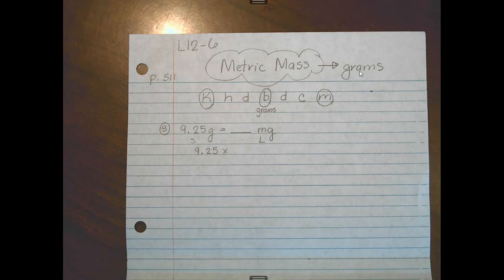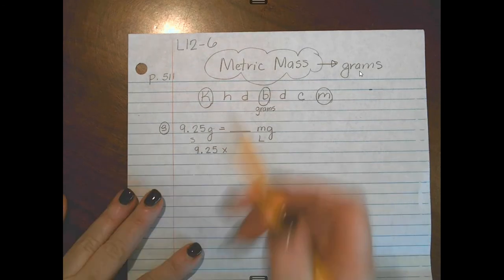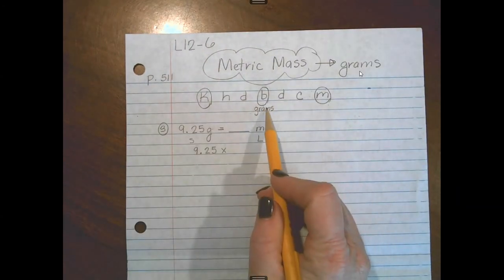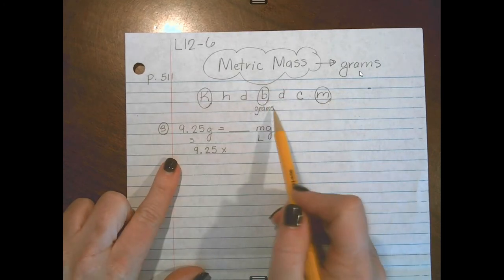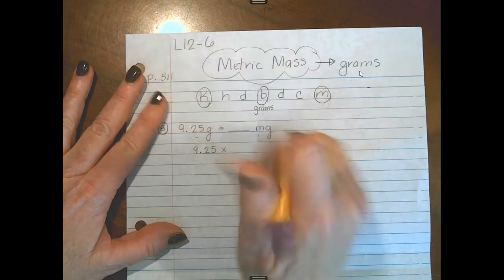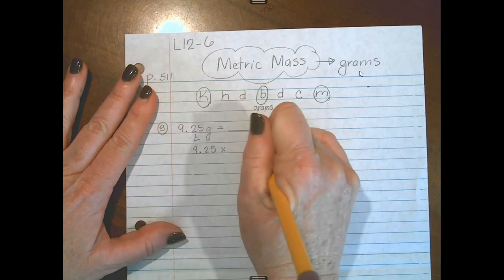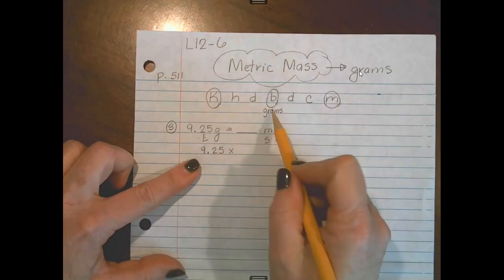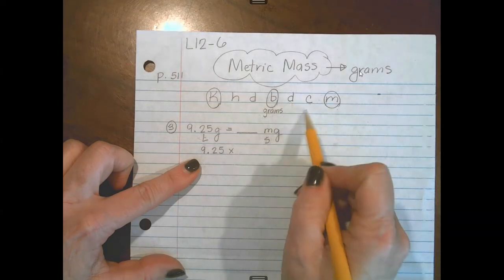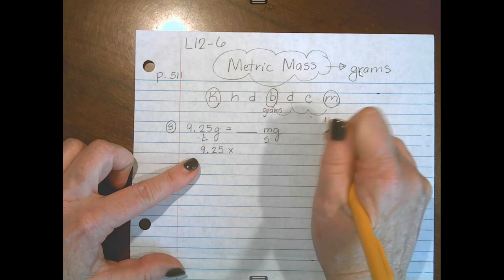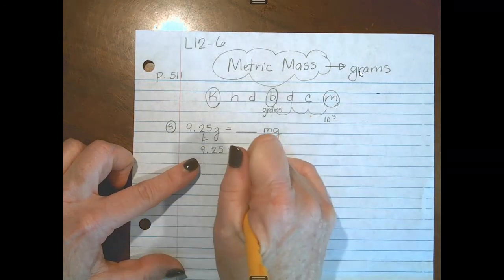9.25 grams, and I want to know how many milligrams it is. So grams, my base unit, are larger than the milligrams. And as you can see, we're going from a larger to a smaller unit, so we are multiplying. Now, to go from the grams to the milligrams, we're going over 1, 2, 3, right? 3 powers of 10. So we're going to be multiplying by 1,000.